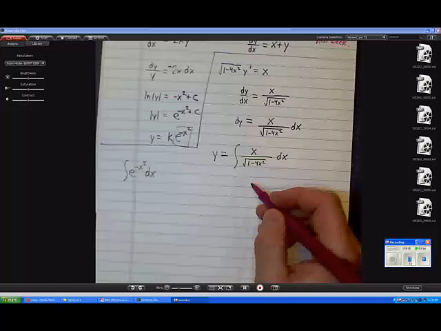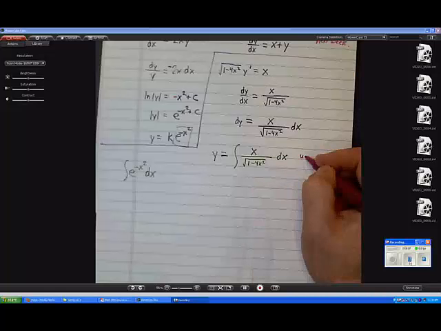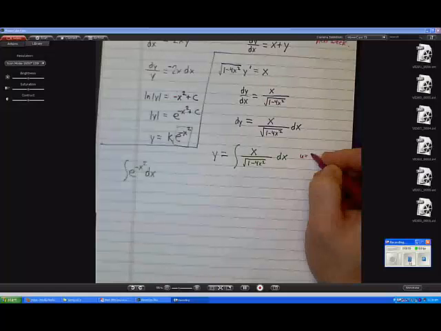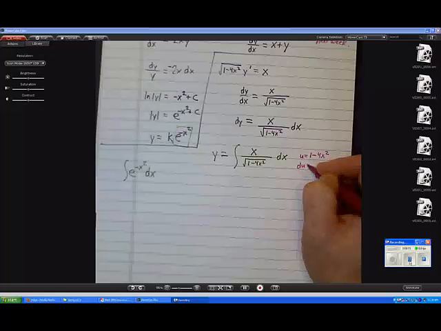So what are we going to let u equal? Yeah, that's the trick, is let it equal the whole 1 minus 4x squared. And now du is going to equal what?